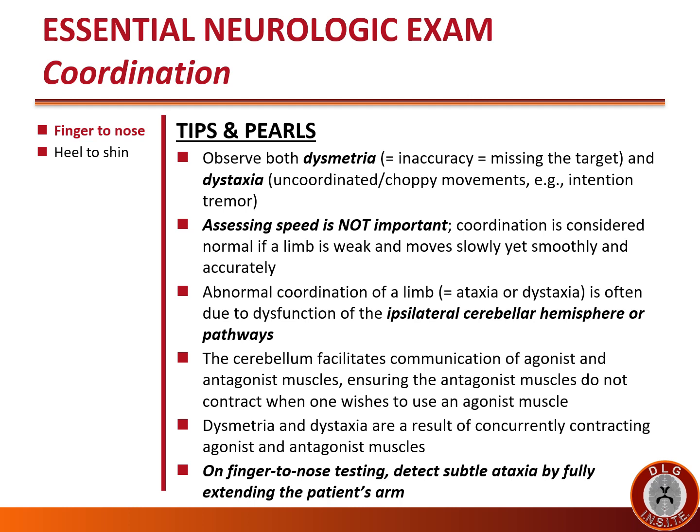Abnormal coordination of a limb, known as ataxia or dystaxia, is often due to dysfunction of the ipsilateral cerebellar hemisphere or pathways. The cerebellum facilitates communication of agonist and antagonist muscles, ensuring the antagonist muscles do not contract when one wishes to use an agonist muscle. Dysmetria and dystaxia are a result of concurrently contracting agonist and antagonist muscles. On finger-to-nose testing, detect subtle ataxia by fully extending the patient's arm.